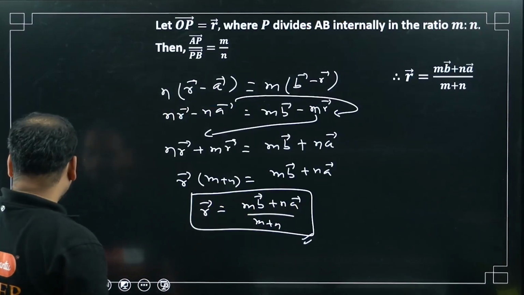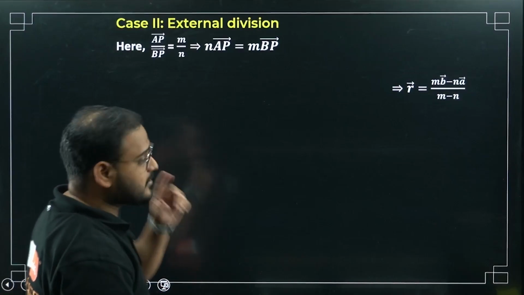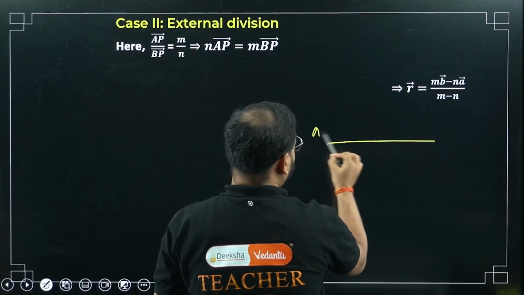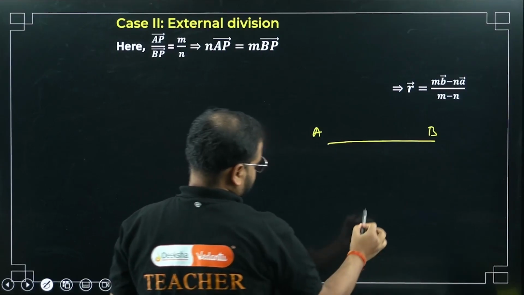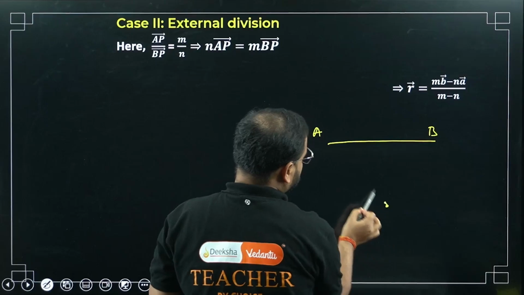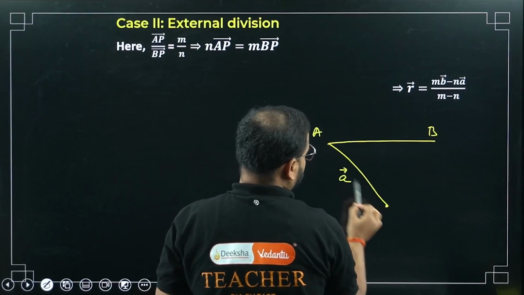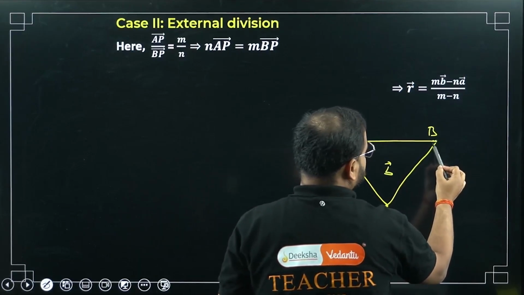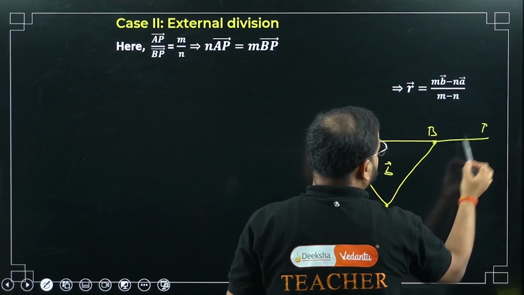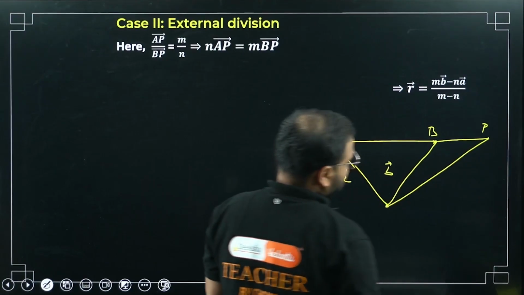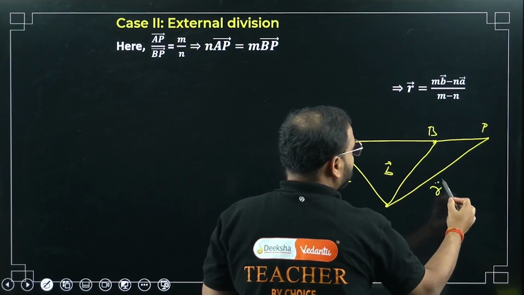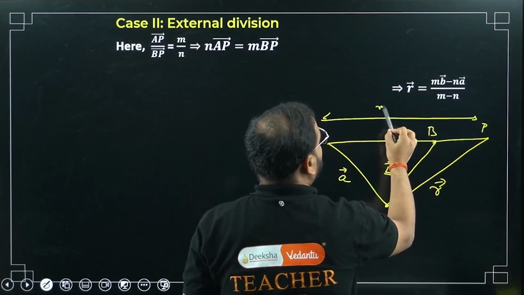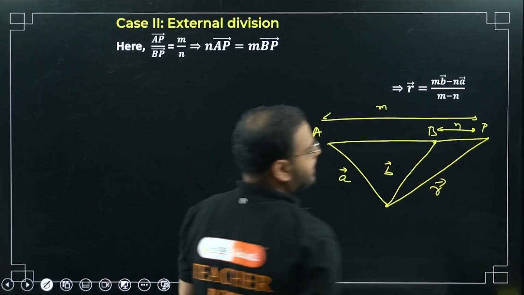Now I can have the same section created externally. I'll show you the diagram, but you have to do the proof from your side. External division: how will the diagram look in this case? Please have a look. Point A over here, point B over here, origin at this place. So vector A, vector B, and this time the section is outside. So P will be outside, creating a section. Again, we are looking for the resulting vector R, which creates a section of M and N.